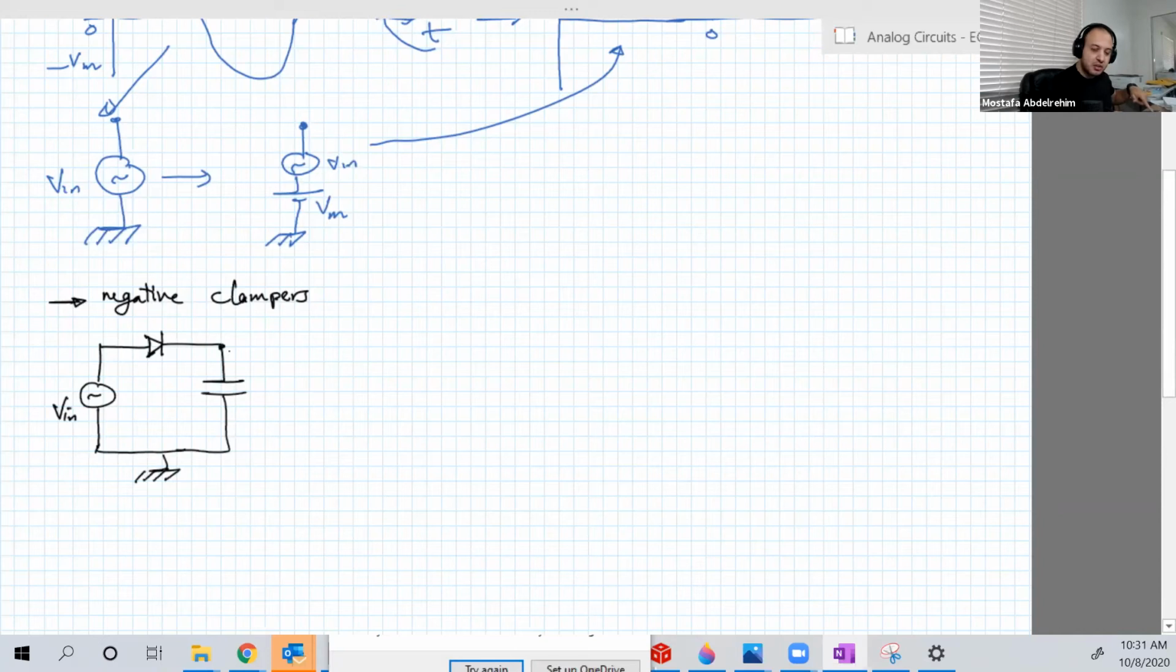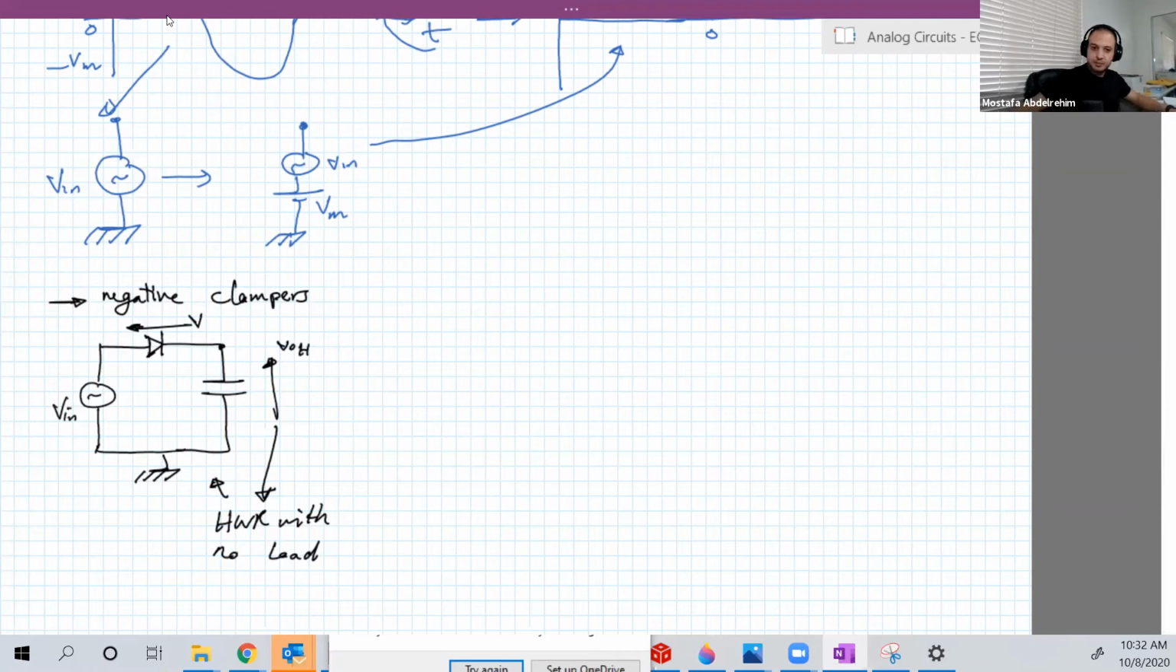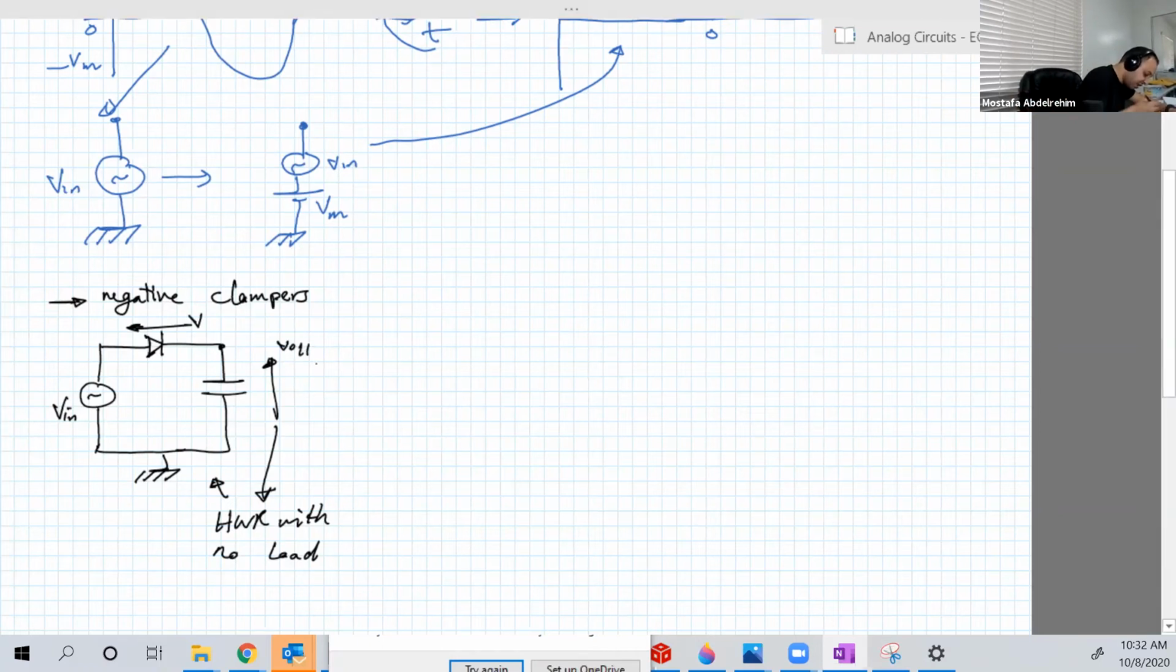Which we know before, right? This is basically, if you remember, guys, a half wave rectifier with no load. So if we take the output like this, it is the half wave rectifier. But if we look at the output on the diode, it will be the negative clamper, as we will see. So we're going to draw it in that way.